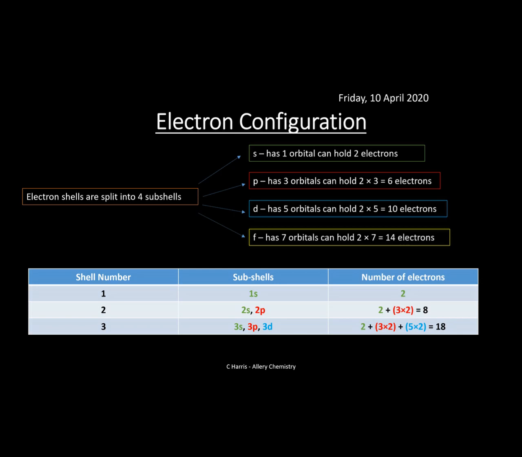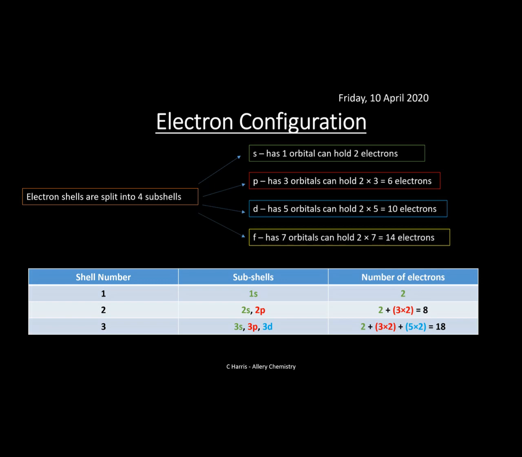A P orbital, a P subshell, has 3 orbitals in it. So hear me out here. Basically, that has 6 electrons in total. A D subshell has 5 orbitals, and that means it can hold 10 electrons. And the final one is F, which holds 14.